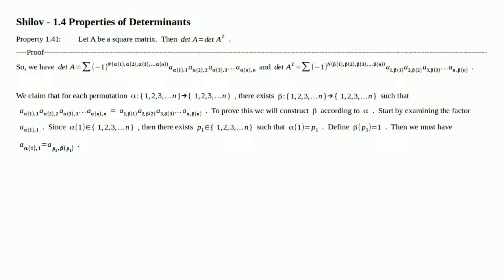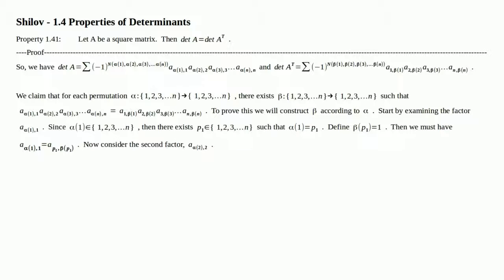Then we must have A sub alpha of 1, 1 equal to A sub p sub 1, beta of p sub 1. And this is where I'm getting it from. I'm just substituting. Since alpha of 1 is equal to p sub 1, then I'll write p sub 1 instead of alpha of 1. And since beta of p sub 1 is equal to 1, well then instead of writing 1, I can write beta of p sub 1 if I want, which is what I did.